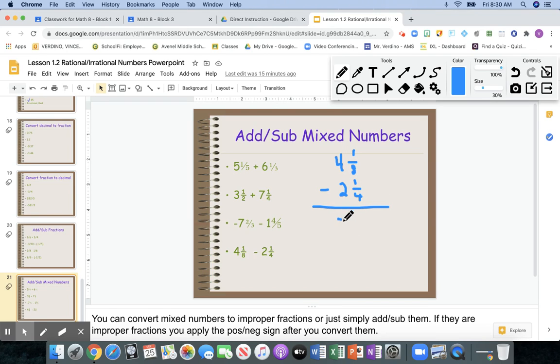4 minus 2 is going to be 2. The problem I run into here is 1/8 minus 1/4. 1/8 is much smaller than 1/4, so I'm going to run into some difficulties here.